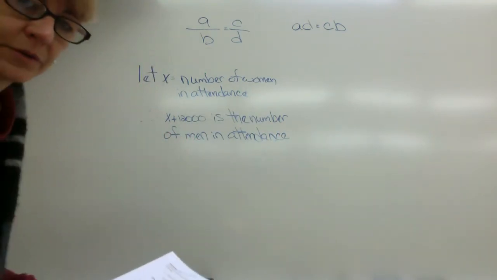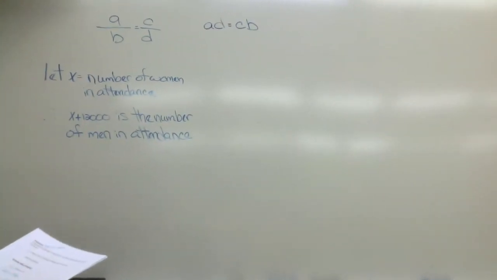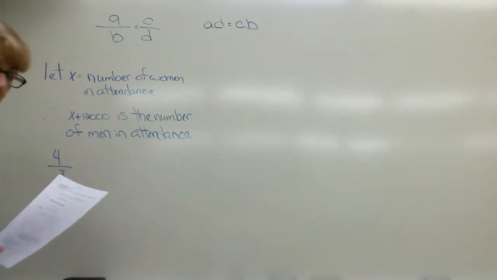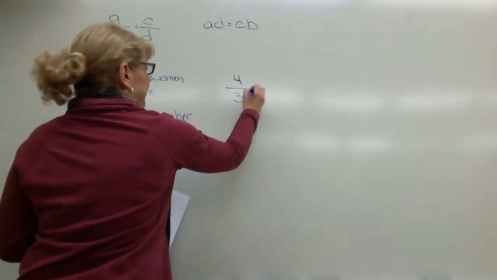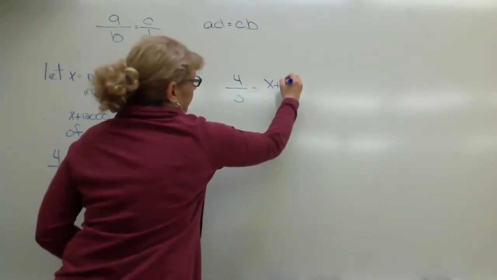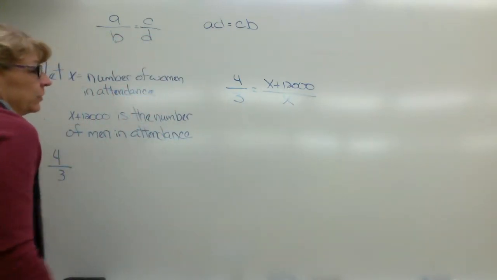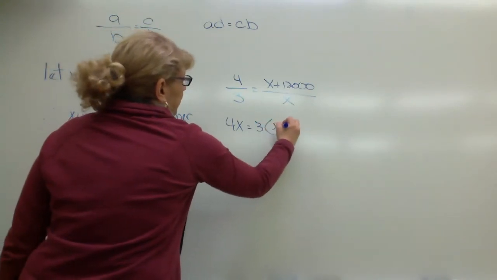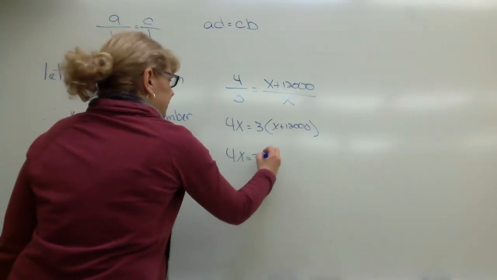Okay, so now we can set up our equation because we know our ratio is 4 men to 3 women. So therefore, I have 4 men to 3 women is equal to the number of men in attendance, x plus 12,000, over the number of women, which is x. When you cross multiply, you'll get 4x is equal to 3 times x plus 12,000.